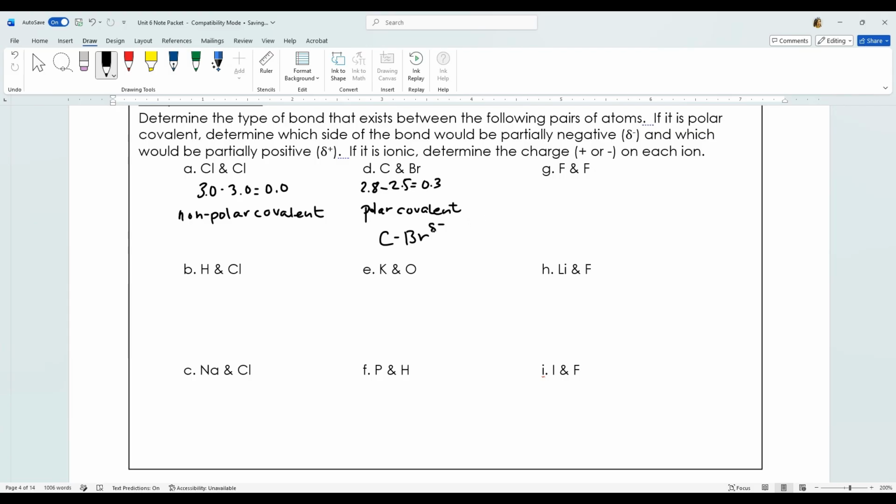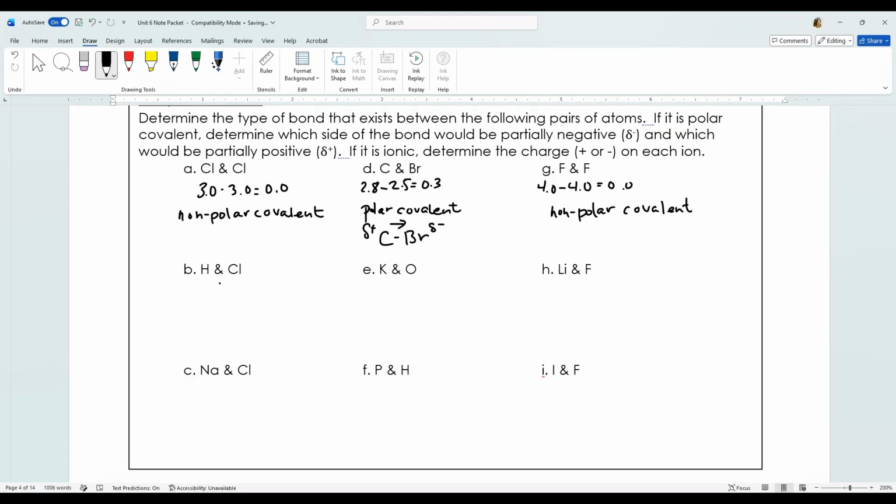It's kind of like an unfinished 8 here. It's got a little bit of a negative charge because it wants electrons more. It's pulling electrons more towards itself, whereas carbon is partially positive. It's going to be more positive here because the electrons are being pulled more in that direction. Fluorine and fluorine, nice and easy again. Fluorine's 4.0. I subtract another 4.0, I get 0.0. That's a nice, straightforward, nonpolar covalent bond between them.